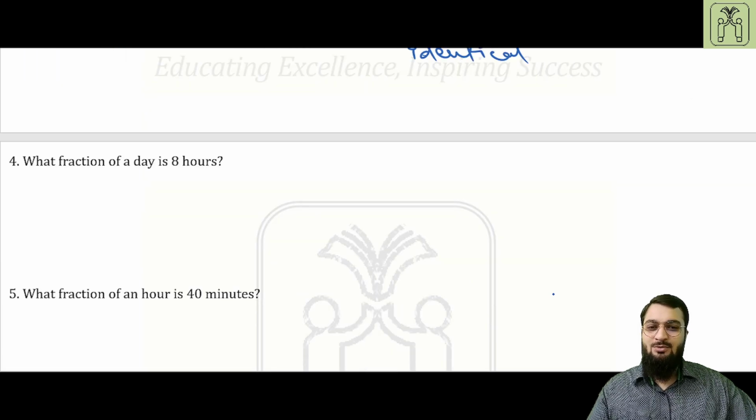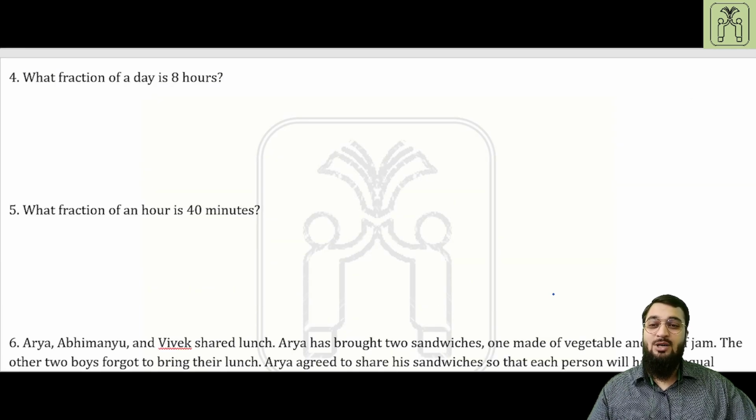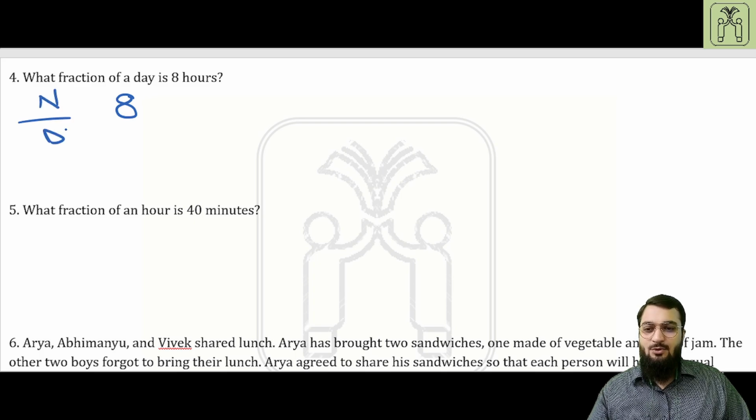So this is a question which will test your concept if you have learned what a fraction is. If you want to make a fraction out of 8 hours, then you just need to write 8 in the place of the numerator, and for the denominator, part of a day. The question itself says part of a day. In one day, how many hours are there? Correct, that is 24. So 8 upon 24 is the fraction that represents 8 hours of the day.